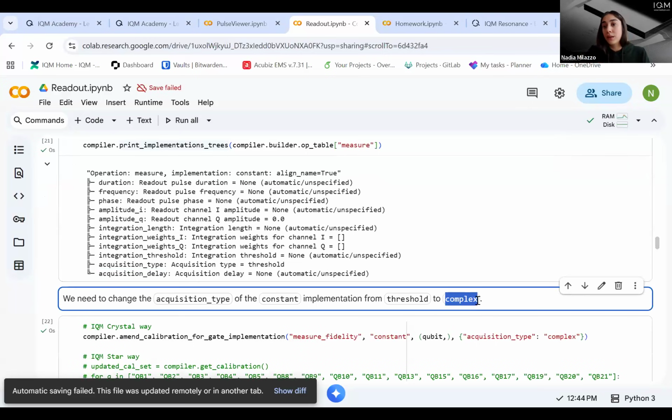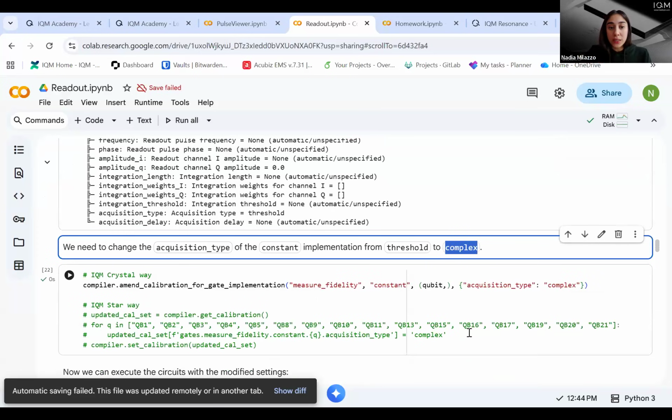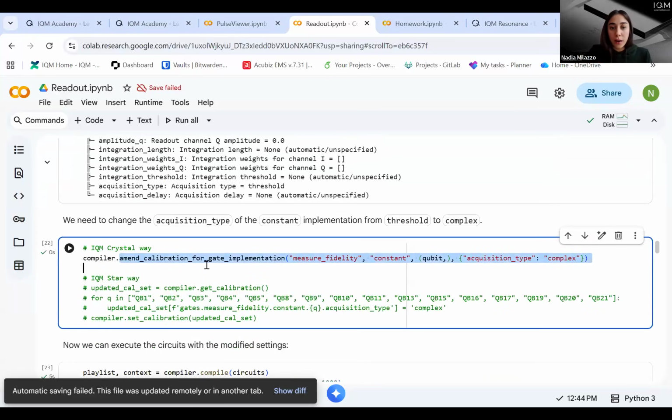and we want to go back to the raw measurement result, which is indicated with this complex name here. So what we are seeing here is, please change the calibration settings of this gate, the measure gate, in the constant implementation, because this is what we have. For the qubit that I'm manipulating, the qubit 1 in our case, and here finally the acquisition type, that is the only thing we changed from threshold to complex to be able to see this cluster of points.